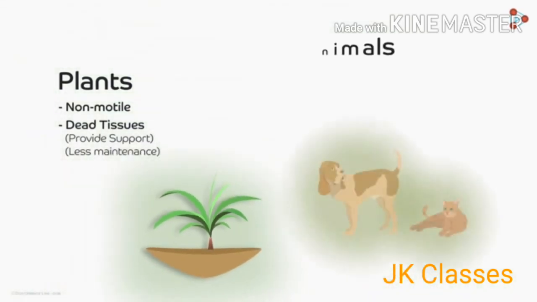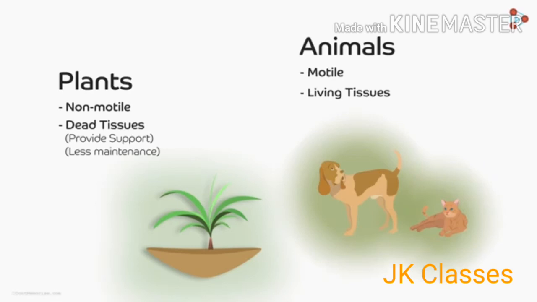What about animals? Do animals move? Yes, animals move from place to place, and they need tissues for purposes more than just physical. Almost all tissues in animals are living tissues. These tissues need nutrition, which they get from the organism's body. What else could be a possible difference between the two?